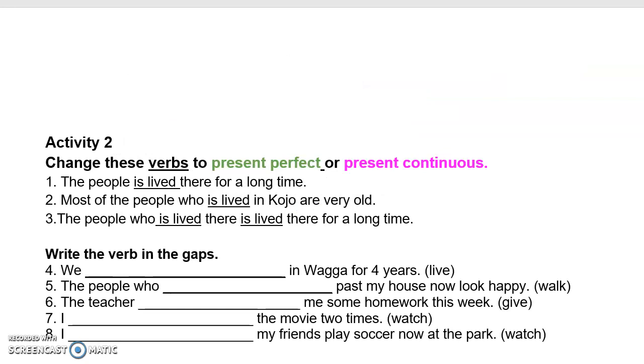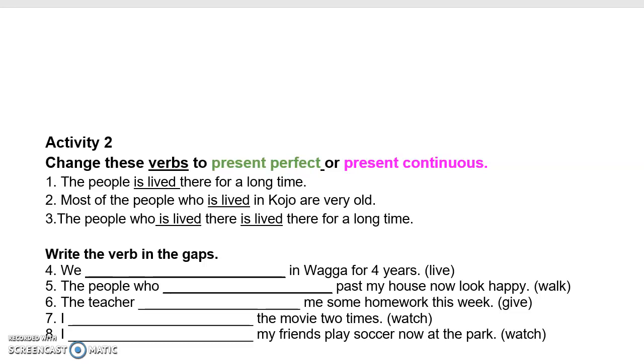Let's look at activity 2. Change these verbs to present perfect or present continuous. Okay, so the sentence in number 1, the verb is underlined, is lived. Is is the verb to be, and lived is a past participle. So this is a passive verb, but remember, a passive verb is telling something that happened to the subject.